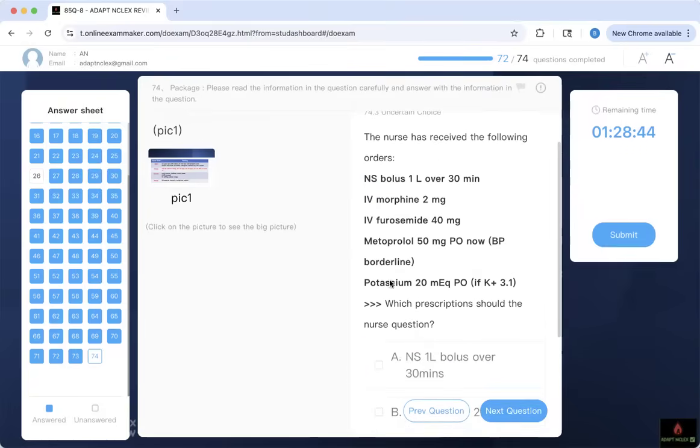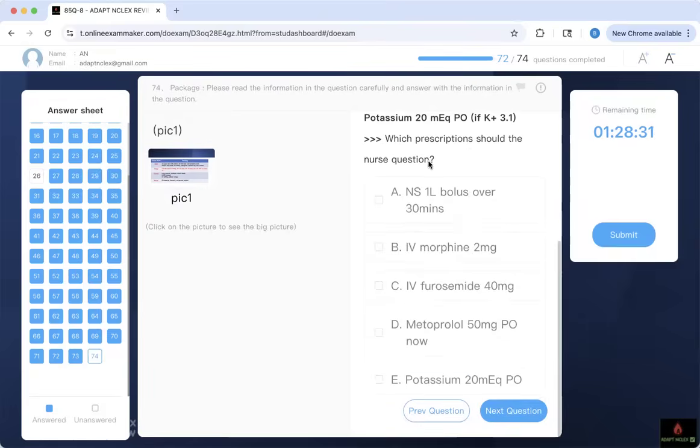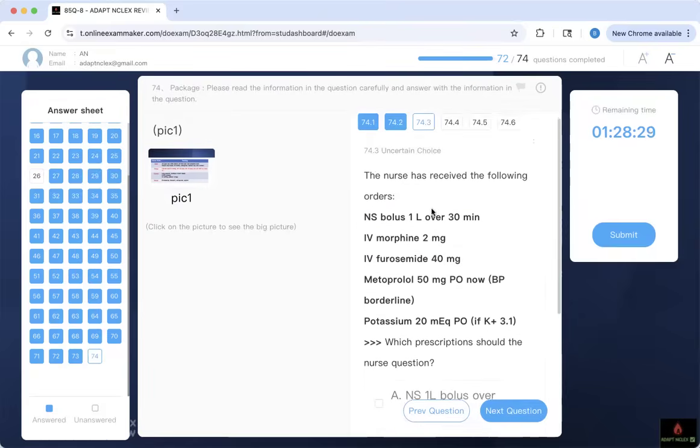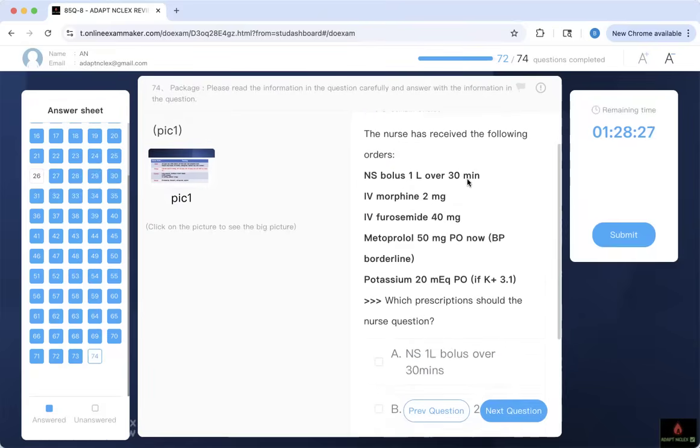The nurse has received the following orders. Normal saline, 1 liter over 30 minutes. That means bolus. IV morphine, IV furosemide, metoprolol, and potassium if the K is low. Which prescription would you question? Do you think this patient needs a liter over 30 minutes? You think they need morphine? You think they need furosemide, metoprolol, and potassium?